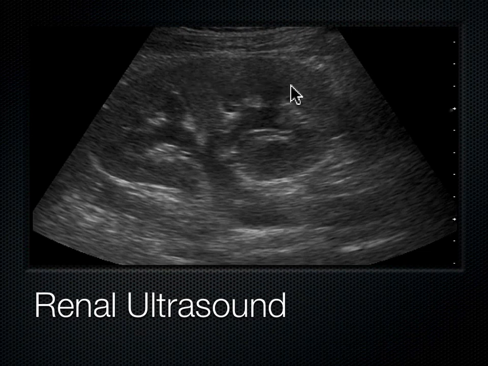This material back here, this very isoechoic material here, is the cortex of the kidney. This is where all the nephrons are, and the nephrons take the blood that's coming into the kidney through the renal artery, they filter it, and they send the blood back to the rest of the body through the renal vein, and they filter out the urine and put it here in this pyramid.